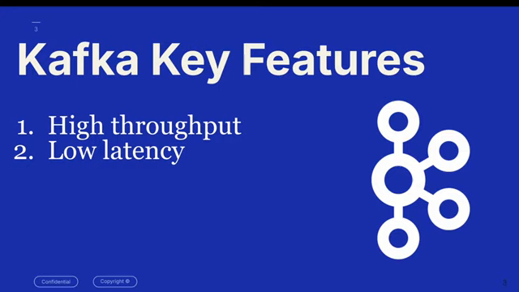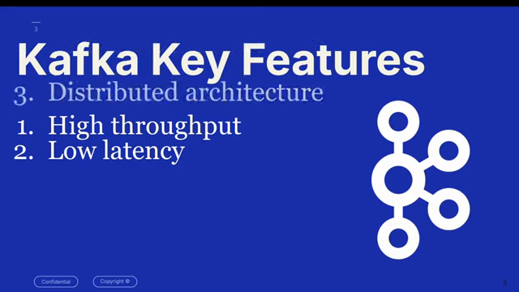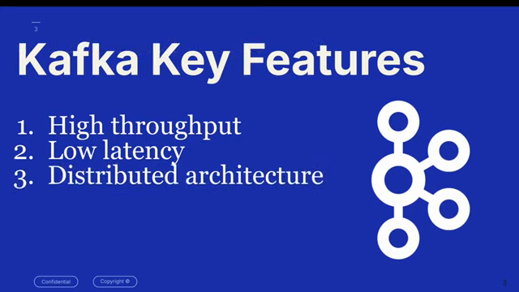And low latency. So what is low latency? The time taken for a message to travel from the producer to the consumer is minimal here. And we have a distributed architecture. So what is the distributed architecture here? Kafka runs on a cluster of brokers, that is nodes, where data is partitioned and replicated across these brokers. Okay, and after that, fault tolerant. So Kafka continues to function even if some of its components fail.